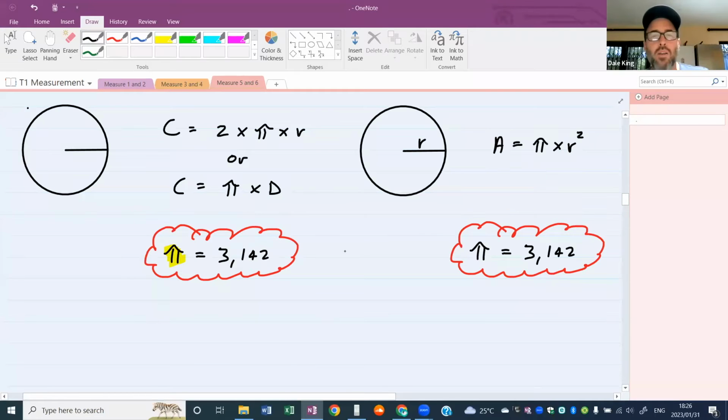Okay. Now, where do we get this thing from? We get it from your calculator, or they give it to you. You don't have to remember it. It's on your calculator.